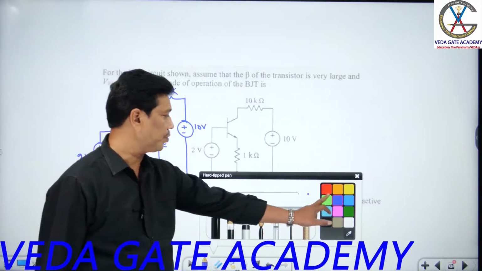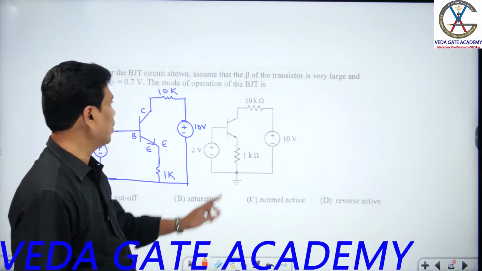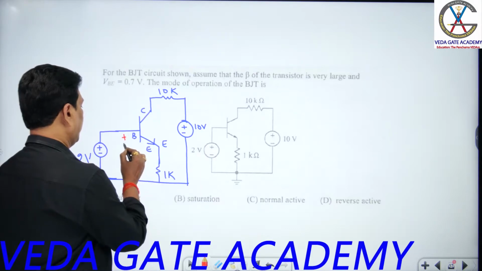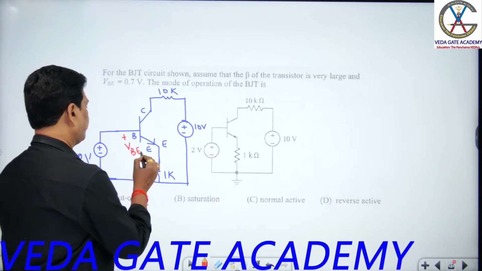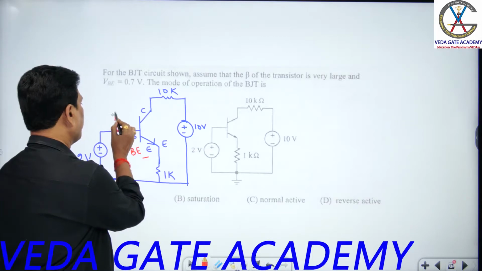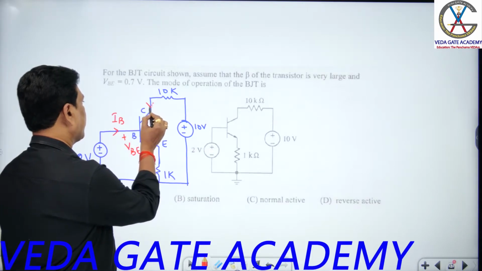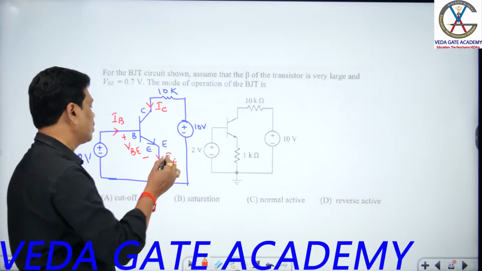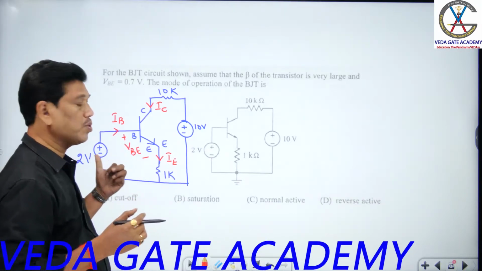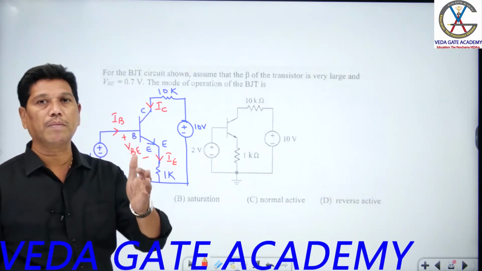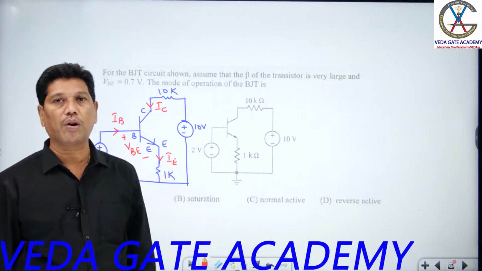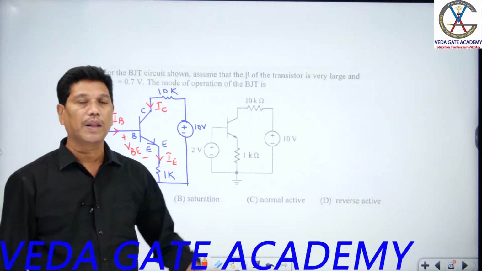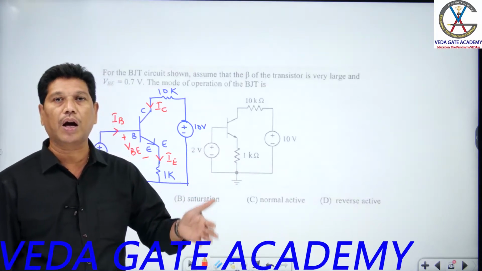You observe now, VBE equal to 0.7 volt is given there, students. This is the VBE plus. This is the place for IB, this is the place for IC, this is the place for IE. See, now already the input is forward biased by this 2 volt supply, students, so that the BJT may be either in saturation or active mode, not cutoff mode or reverse active. Because the input is already forward biased, the BJT has the option of either saturation or active mode.